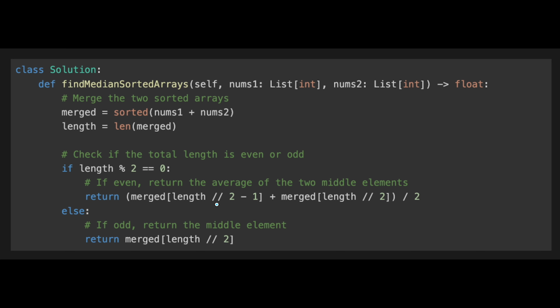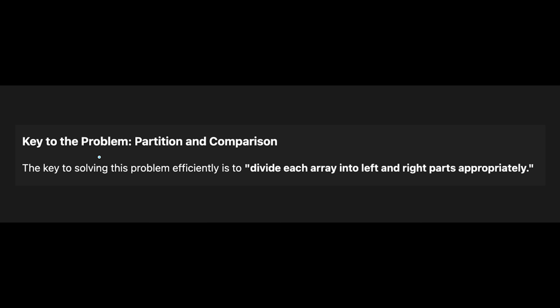This code does calculate the median, but this approach has a time complexity of O((m plus n) log(m plus n)), because we use sort, which does not meet the O(log(m plus n)) requirement. So to achieve O(log(m plus n)), as many people may already know, we need to use binary search. The key point to the problem is partition and comparison.